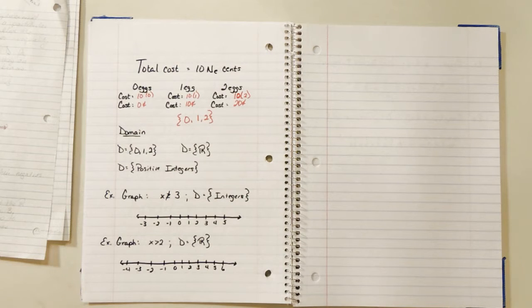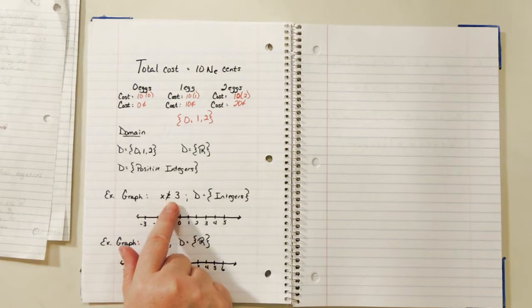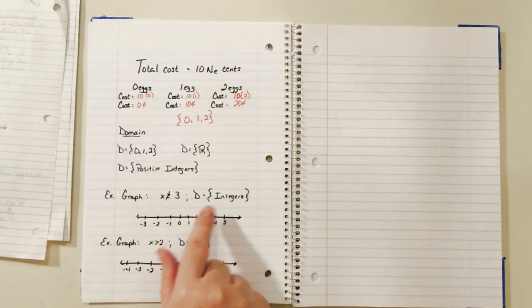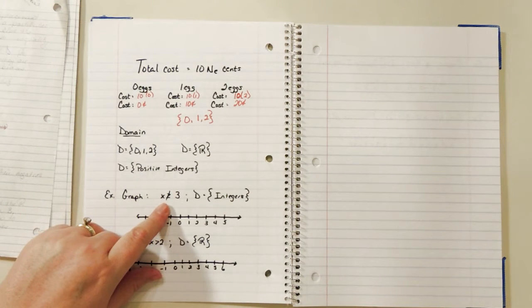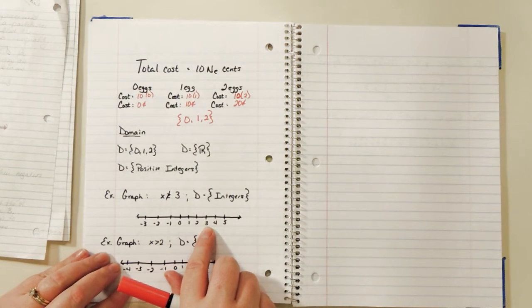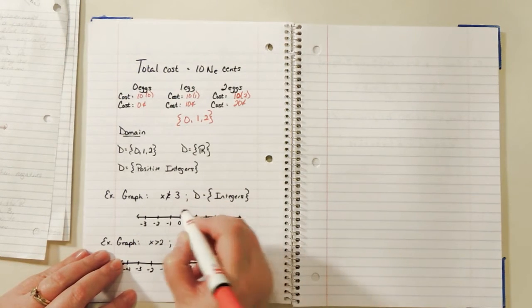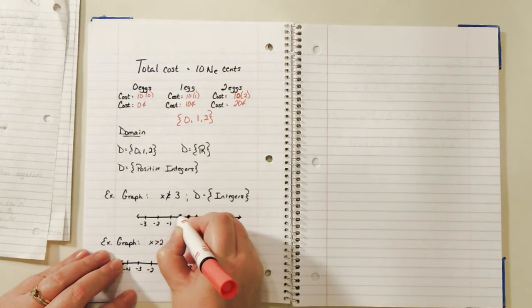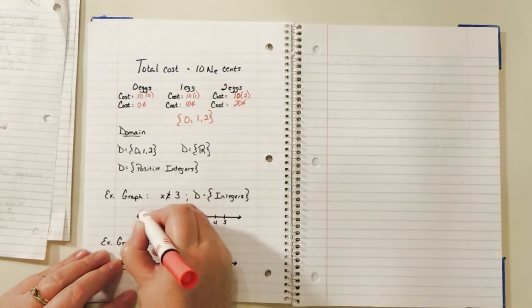Okay, so here's an example. Graph x is not greater than or equal to 3, and the domain can be any integers. So integers are whole numbers and their negatives, and this is an "is not greater than or equal to." So it's not going to be greater than 3, it's not going to be equal to 3, and it is going to be an integer. So it can be a 2, or a 1, or a 0, or a -1, or a -2, or a -3, and so on and so forth.